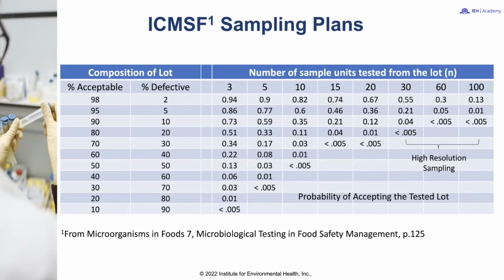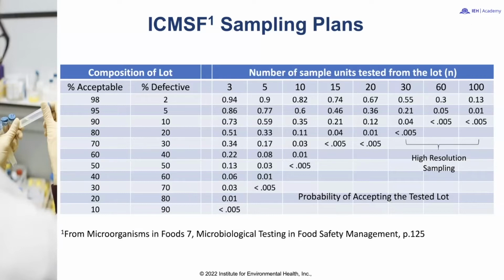But there's a huge difference between a 94% chance of accepting a defective lot and a 13% chance of accepting a defective lot. Now, if your lot is really defective, 60, 70, 80% defective, well, then it doesn't take very many samples to detect a lot like that. But remember, with pathogens in food, most of the time we're looking for that needle in a haystack.